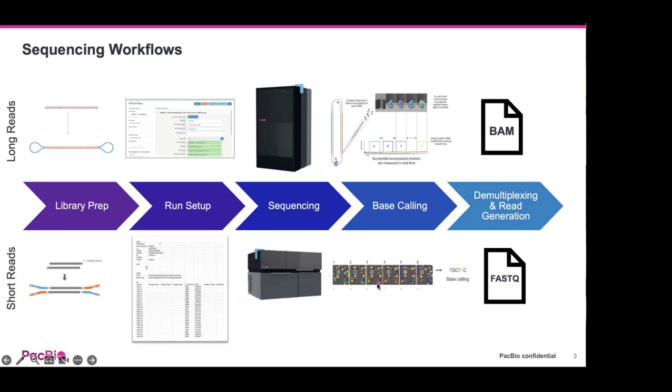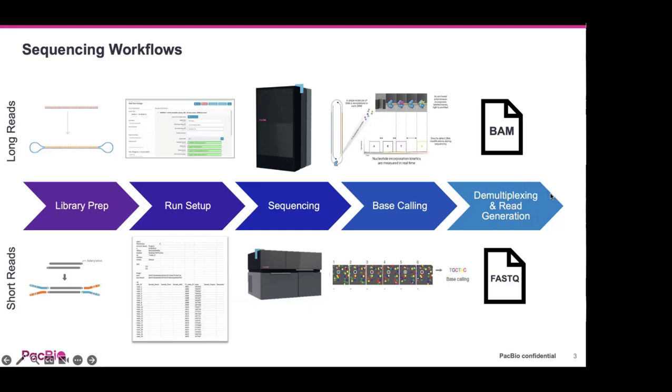On short reads, you're looking at snapshots or images of clusters being fluoresced on the flow cell, and then an algorithm looks at those fluorescences over time and calls a base based off of the color of the dye. And then after you get all the base calls, you run demultiplexing and read generation, putting together all the bases that were called into reads and then splitting them out into separate samples. That splitting out into separate samples is what we call demultiplexing.